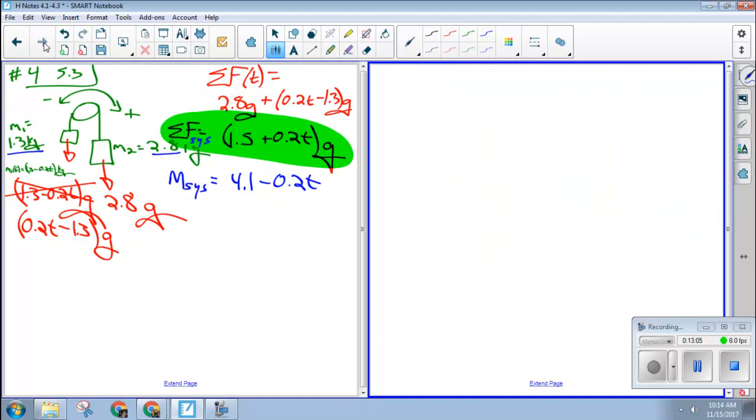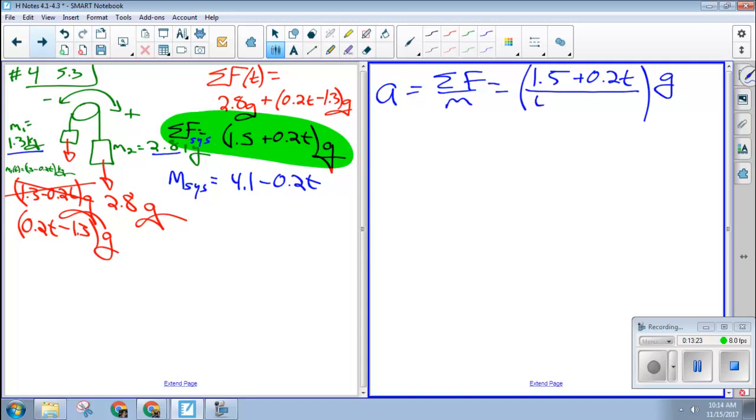Okay, so that means that the acceleration of our system at any given time is net force over mass. So that's (1.5 plus 0.2t) times g, all over (4.1 minus 0.2t). Good? All right, so that's the acceleration at a given time, right? And the problem wants to know at what rate the acceleration is changing.